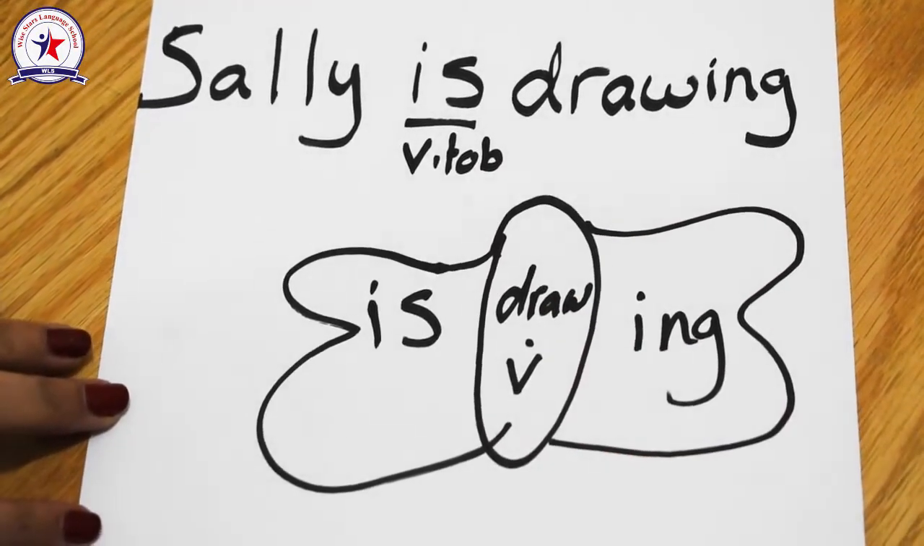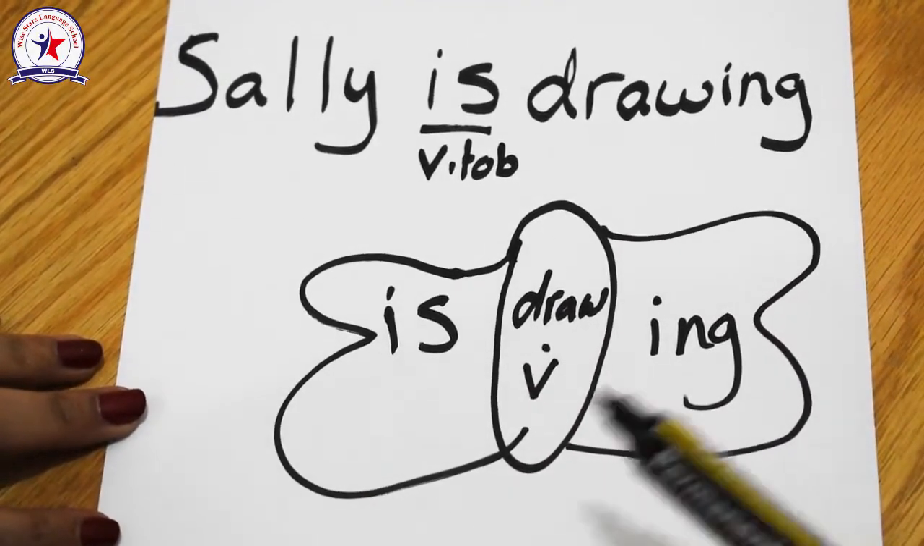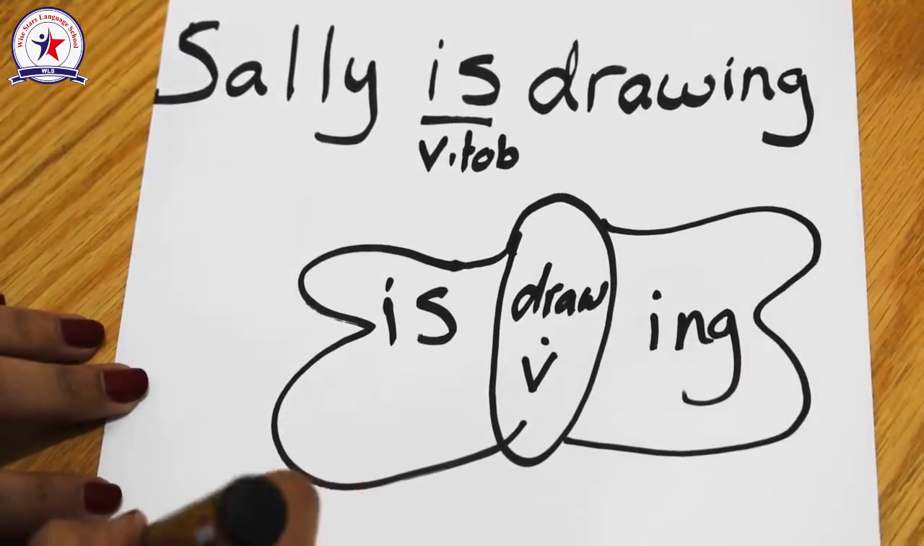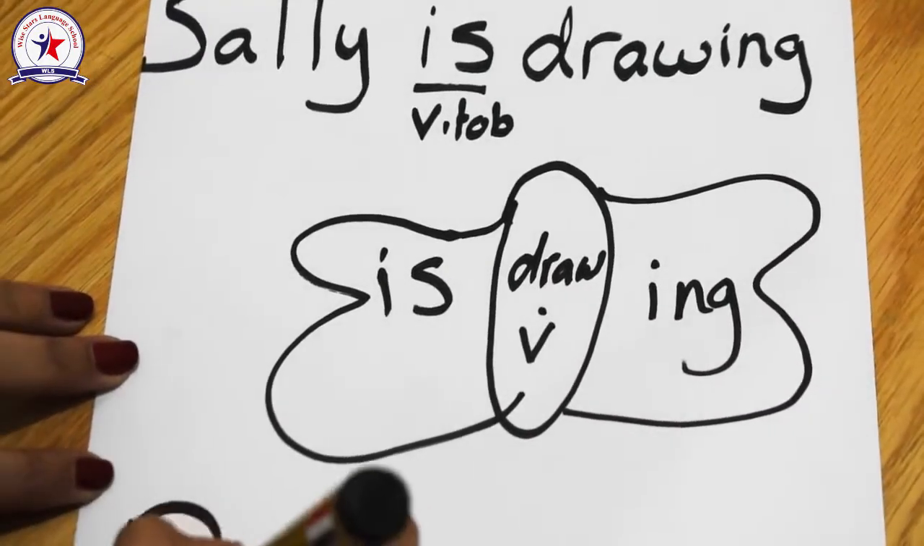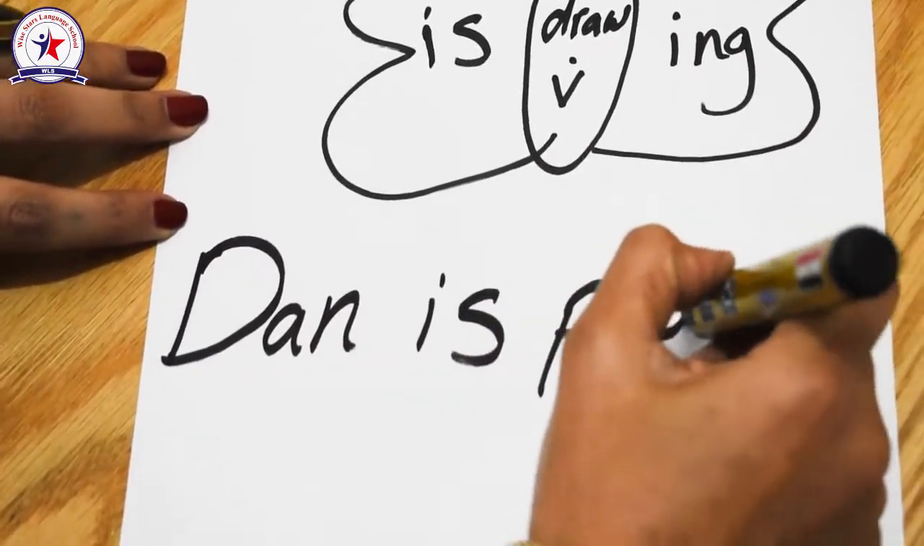What's meant by present continuous? It means that things are continuing to happen. So, Sally is drawing. Dan is playing.